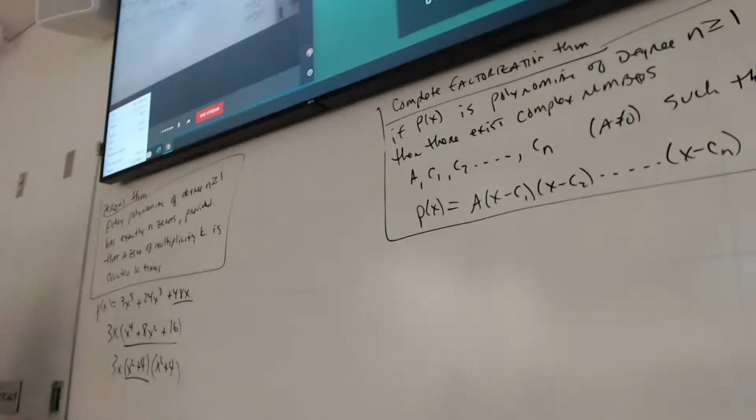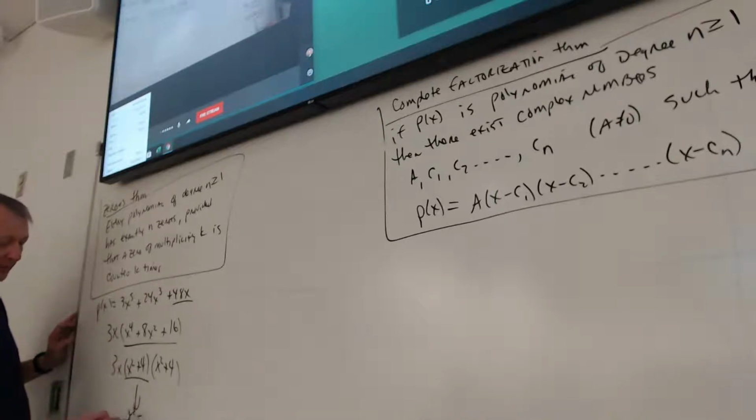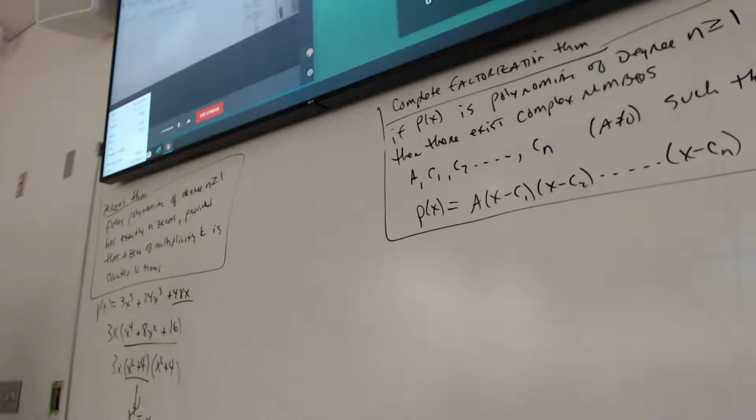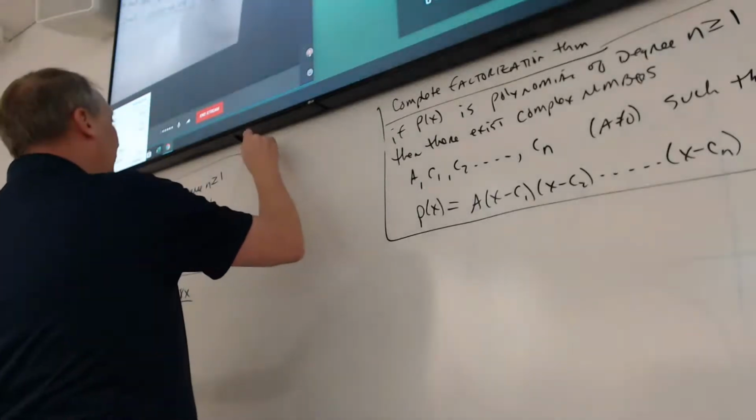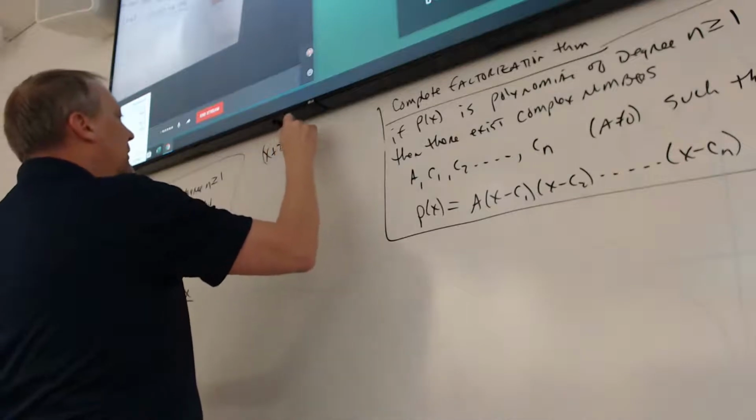x plus 2x, x minus 2x? No. It would be better if it was a minus 4, right? It would be x plus 2 and x minus 2. So remember, if I set that equal to 0, x squared equals negative 4, right? And you take the square root of both sides and you would get, what's the square root of negative 4? Plus or minus 2i. So this x squared plus 4 factors into x plus 2i and x minus 2i, right?